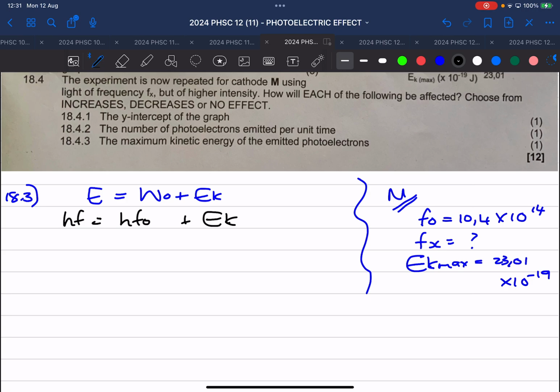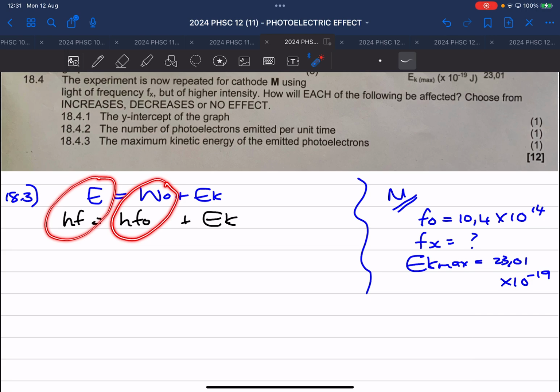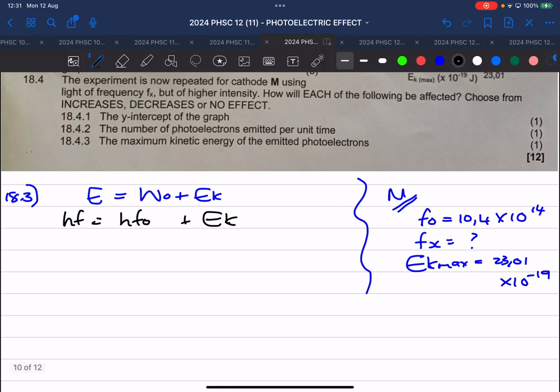Go to your data sheet. On the data sheet they give you E is equal to that and the work function is equal to that. Now you fill in your values. What is h? On your marks, get set, go.